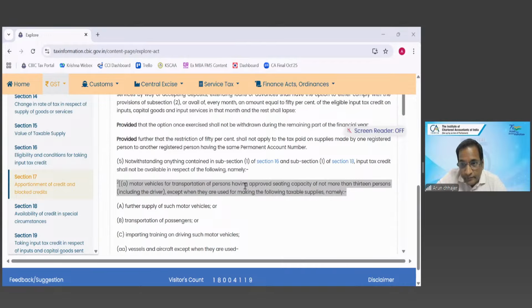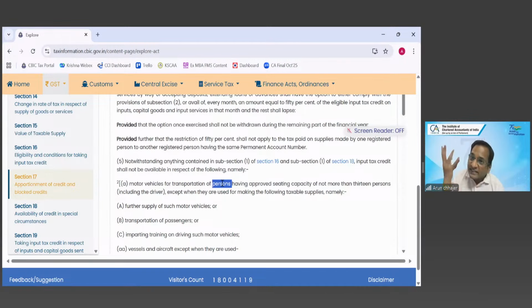Now tell me, which vehicle is blocked? Motor vehicle for transportation of person is under the block category. Therefore, is transportation of goods under the block category? No, it is allowed. If you are using the vehicle for the transportation of goods, it is always allowed, whether you use that vehicle for your own factory or as a transportation business.